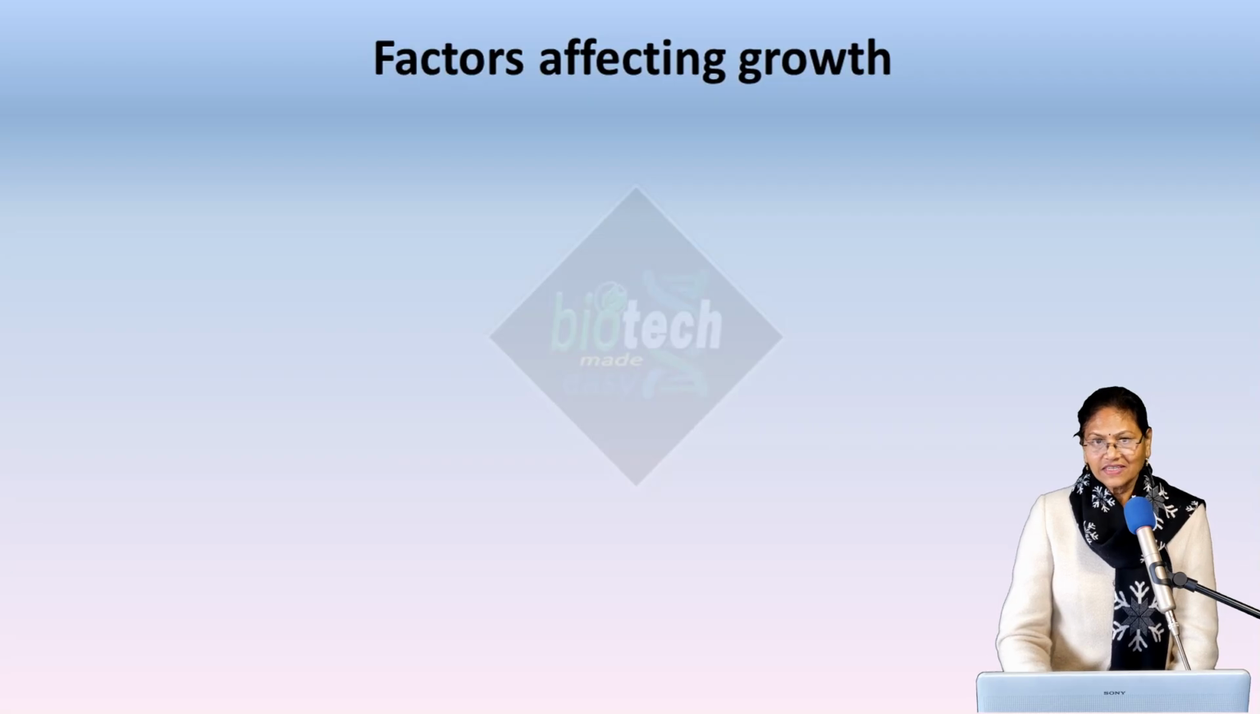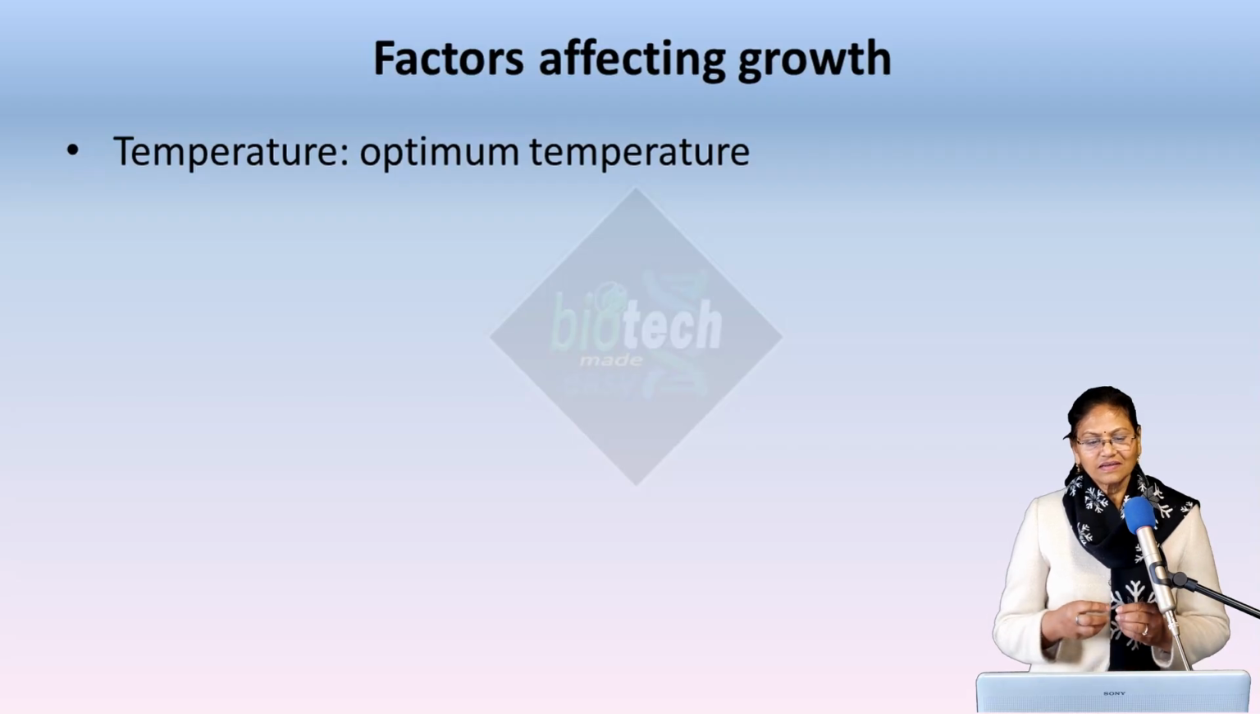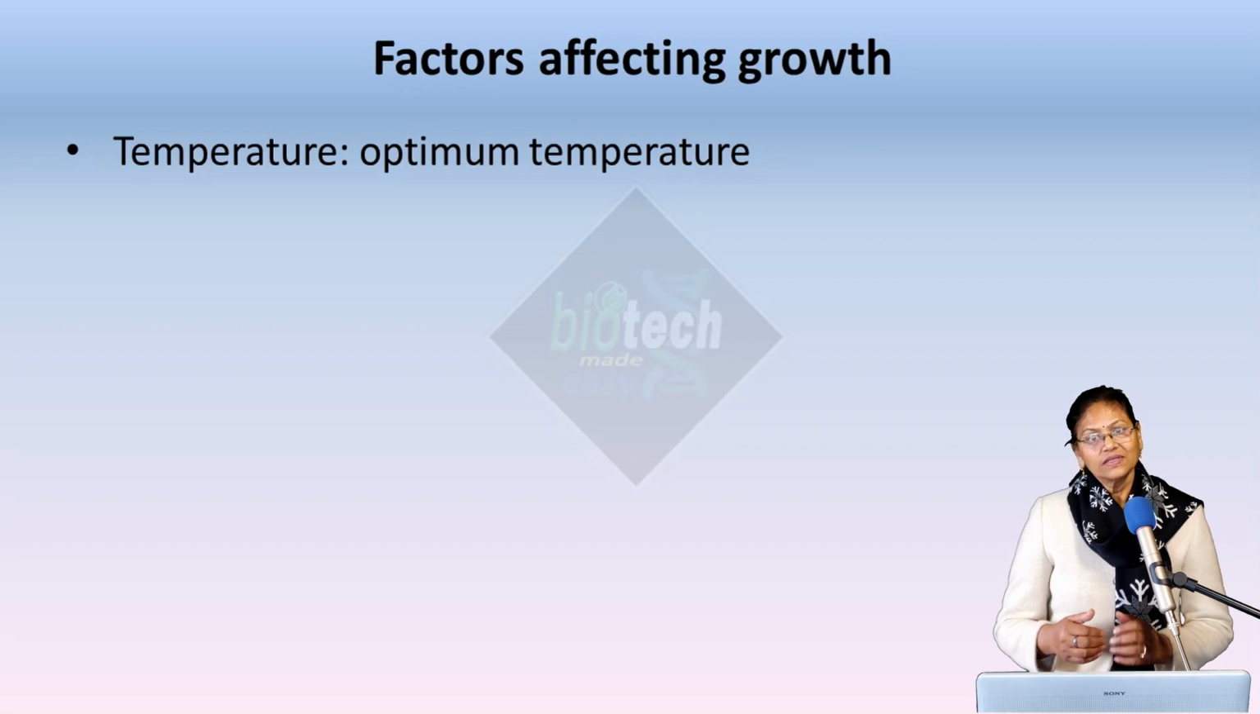Now let's see the factors that affect the growth of these microorganisms. Temperature is an important factor which can affect the growth of bacteria and all other microorganisms. Optimum temperature is best for the growth of the microorganisms, but if it is higher, then many of the microorganisms may be killed. And if it is very low, in that case also the growth will become very slow. So optimum temperature is needed.